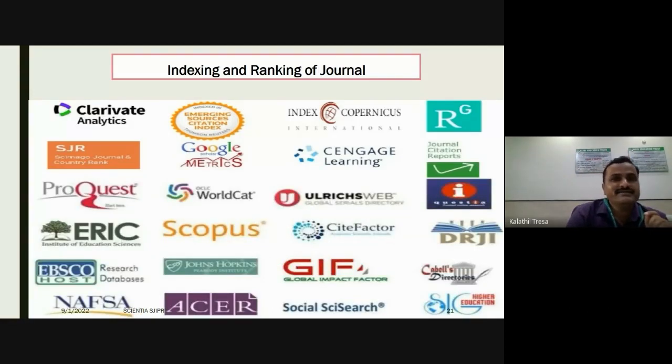Now see here the indexing and ranking of the journals. So many agencies have indexing and ranking of journals, but the most widely accepted worldwide is Clarivate Analytics, also called Web of Science. Then the next one is Scopus, then Index Copernicus. If the journal is recognized by Clarivate Analytics or Scopus, we can say that it is a good journal. Along with this, there are many others. I have given here the list of those indexing agencies.